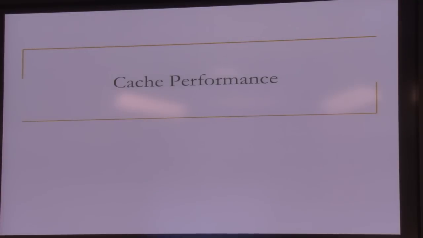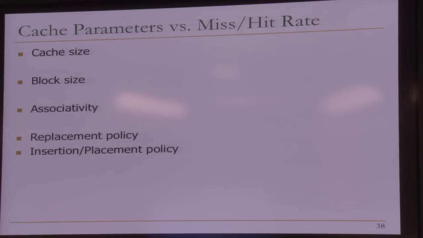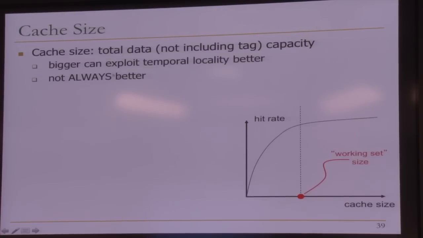Okay. Any questions so far? Okay. Let's look at cache performance a little bit. How cache parameters affect miss versus hit rate. Well, I guess miss and hit rate is one minus each other. But also, we'll look at latency, too. Let's start with cache size.